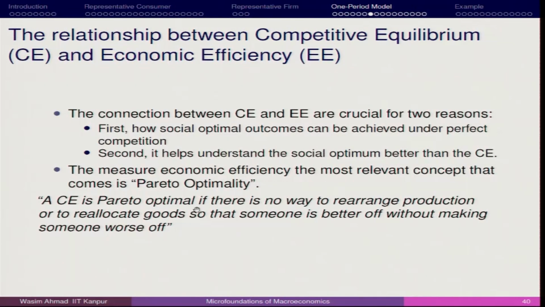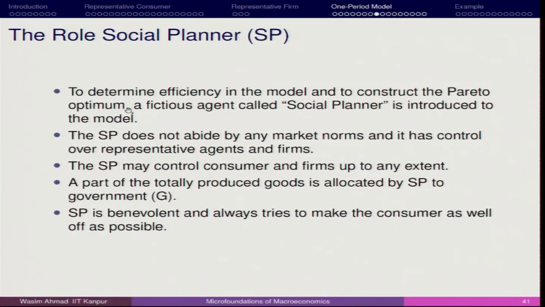So, we assume that a competitive equilibrium is Pareto optimal if there is no way to make someone better off without making someone else worse off. So, we are thinking in that direction. To determine economic efficiency in the model and to construct the Pareto optimality, we introduce a social planner term. What is the term that it talks about?